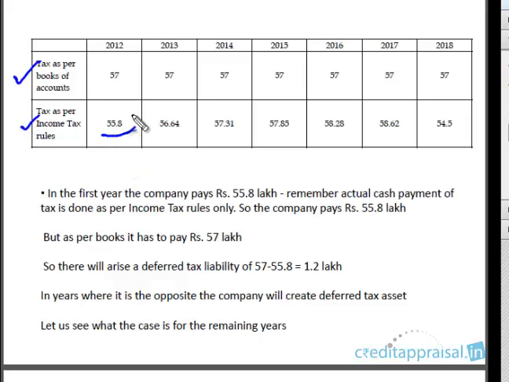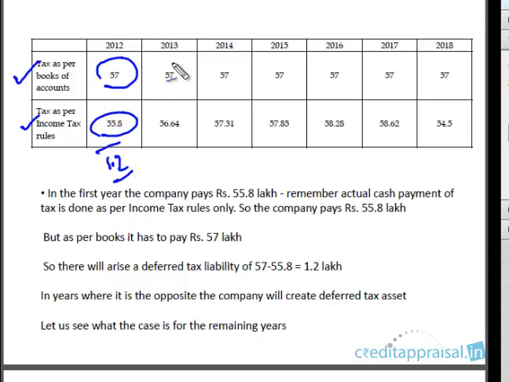So here, firstly, the company has paid a tax of 55.8. But you see, as per the books of account, the company has to pay 57 lakhs. So thereby, the company has made a shortfall. So they will recognize a deferred tax liability of 1.2 lakhs. This 1.2 is the difference between 57 lakhs and 55.8. So there is a lesser amount paid, right? So when there is an amount pending to be paid, it will be a liability. So this gives rise to a deferred tax liability of 1.2 lakhs.